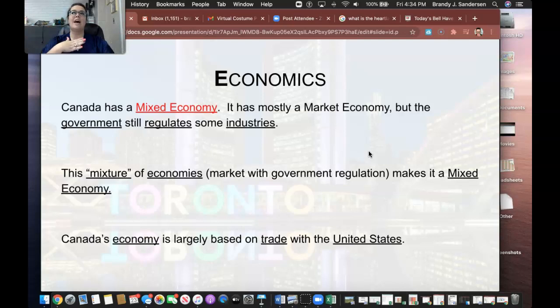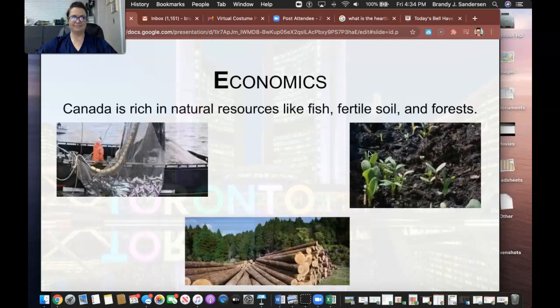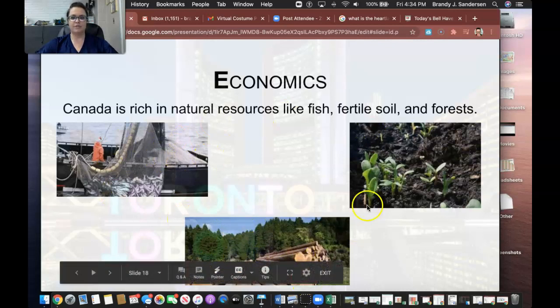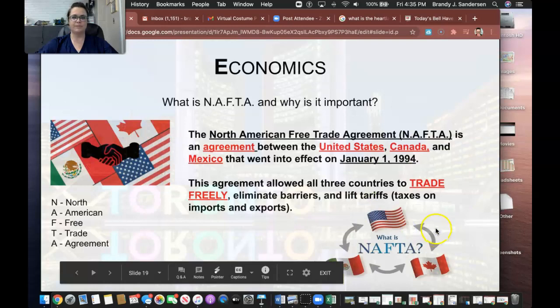So we export and import goods with Canada. Canada's really rich in natural resources like fish, fertile soil, forest, and more. So if you look here, there's a picture of a fisherman, here's some forest, and here's soil.